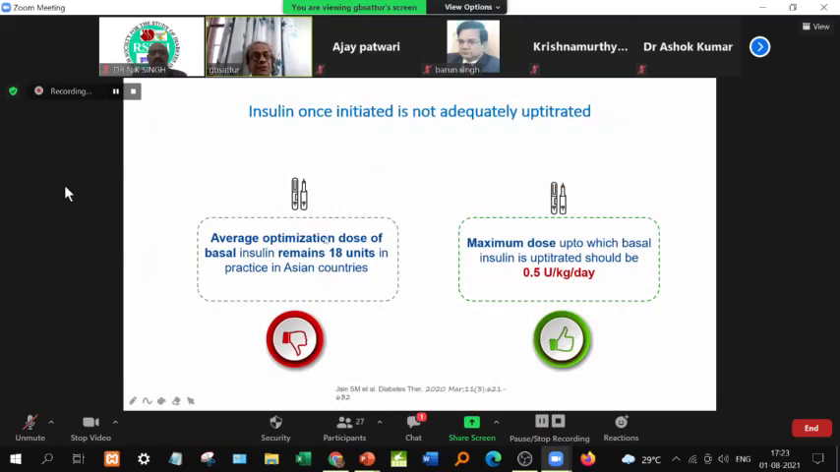Suppose you think of starting patients on, say, 18 units of insulin, okay? And the maximum dose here, they say, is around 0.5 units per kg, which is around 30 units, but you can go up to almost 60 units and more for basal insulin. The idea I'm trying to make here is, when you start the patient on 18 units, you give him a 3 months appointment.